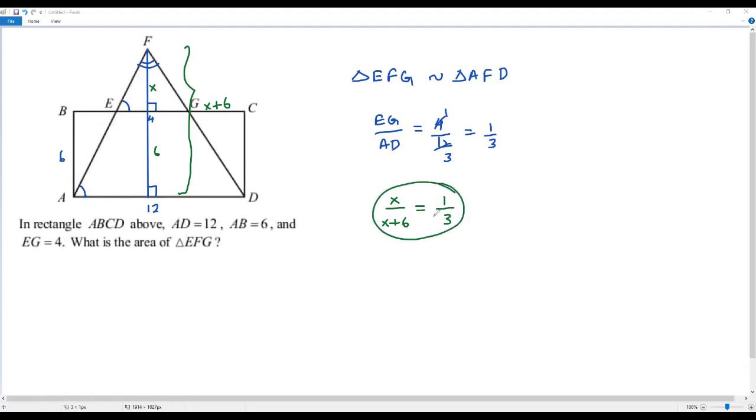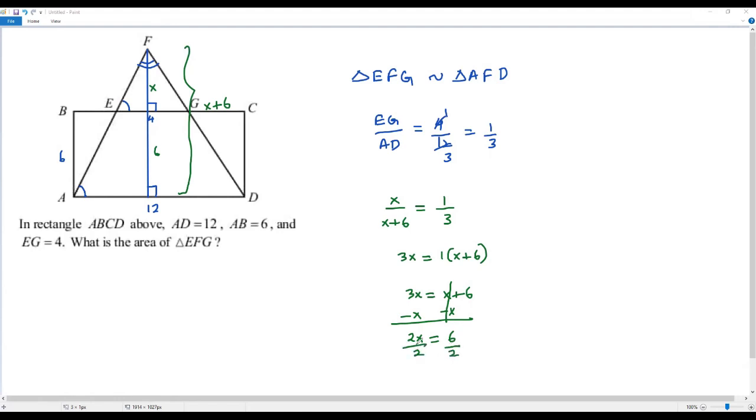Now we have to solve for x in this equation. Actually, x gives the height of the smaller triangle EFG. For that we can do cross multiplication. Then we get 3x equals 1 times x plus 6, which is x plus 6. Now let me subtract x from both sides of this equation. The x and negative x cancel out. I am getting 2x equals 6. Let me divide both sides of this equation by 2. Then the 2 cancels out. I am getting x equals 3. Here I got the height of the smaller triangle, 3.